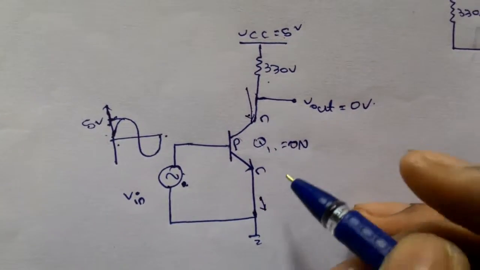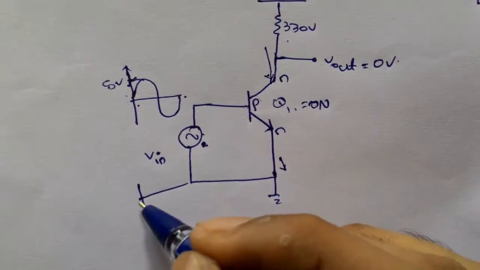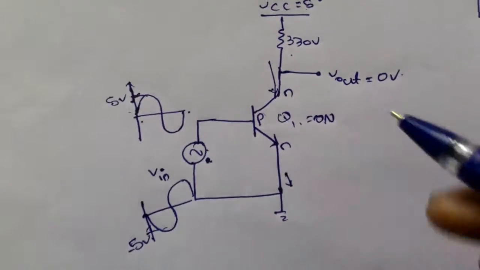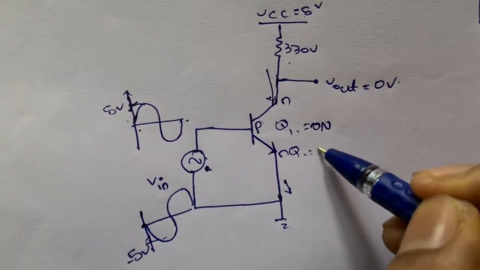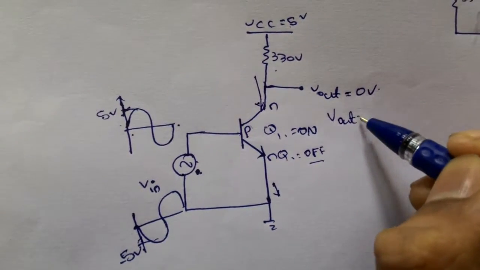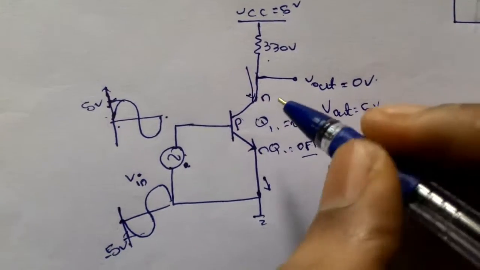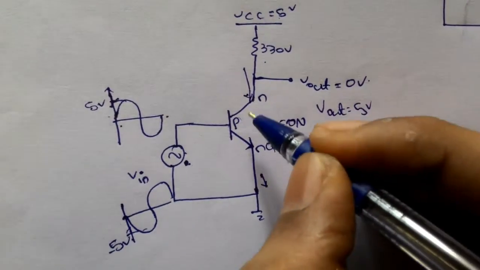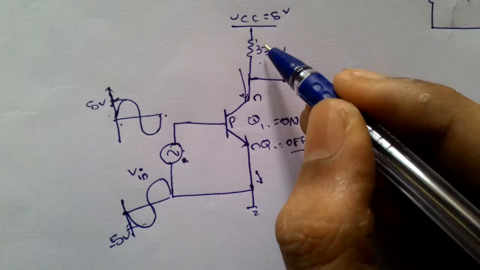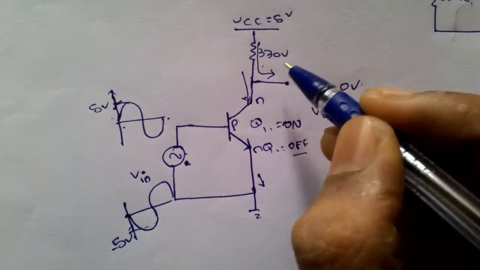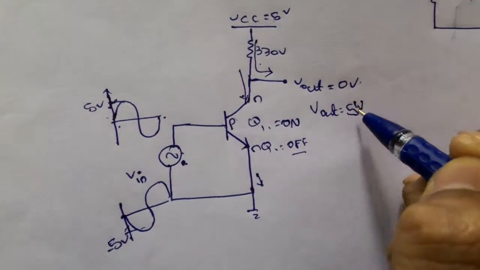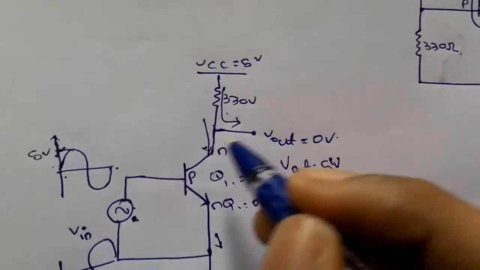Like that, if we give Vin as negative 5 volts to the base terminal of the NPN transistor, this transistor Q1 is in the off state. In that state the Vout is 5 volts, because Q1 is off, so the output has 5 volts through this 330 ohm resistor. This is about when the NPN transistor is on or off.